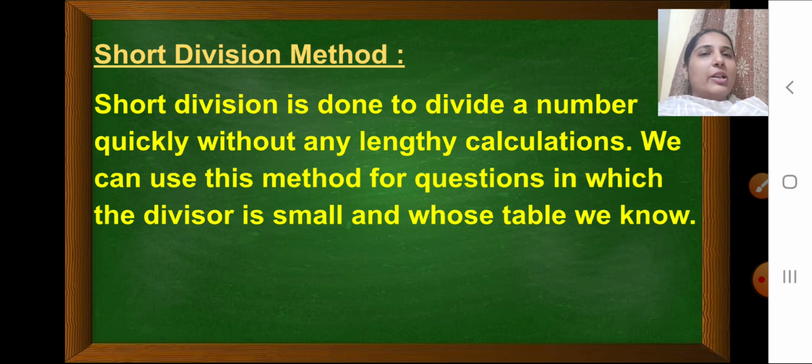Although children, this is a very easy method for doing calculations based on division, there are some limitations, like the divisor should be small and you should know the multiplication table of that divisor very well. Okay, so let's see some examples.